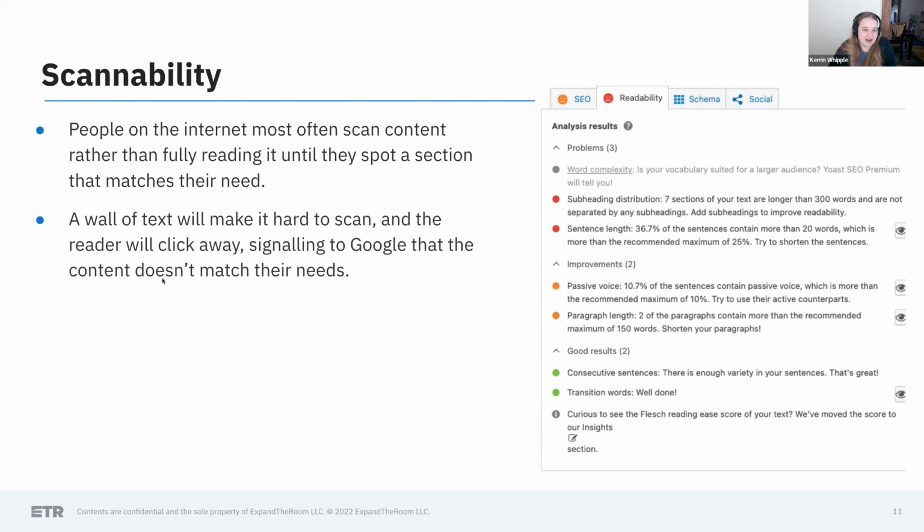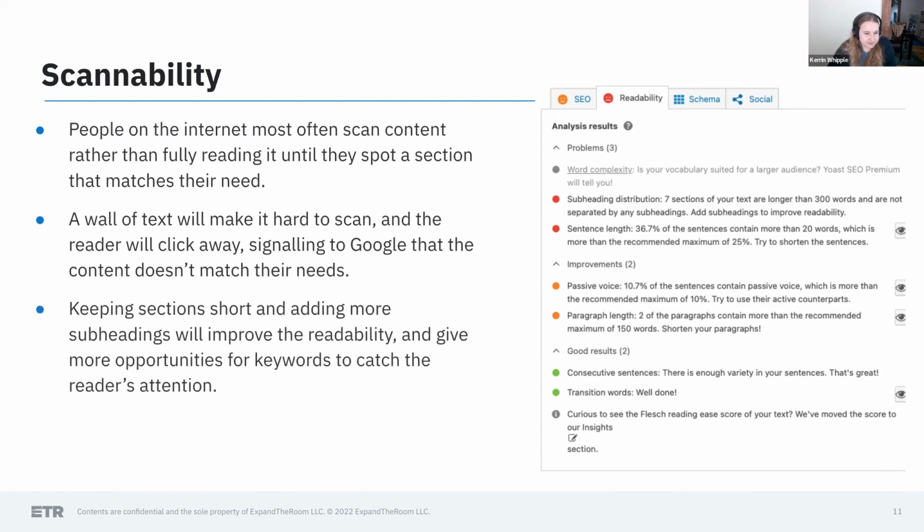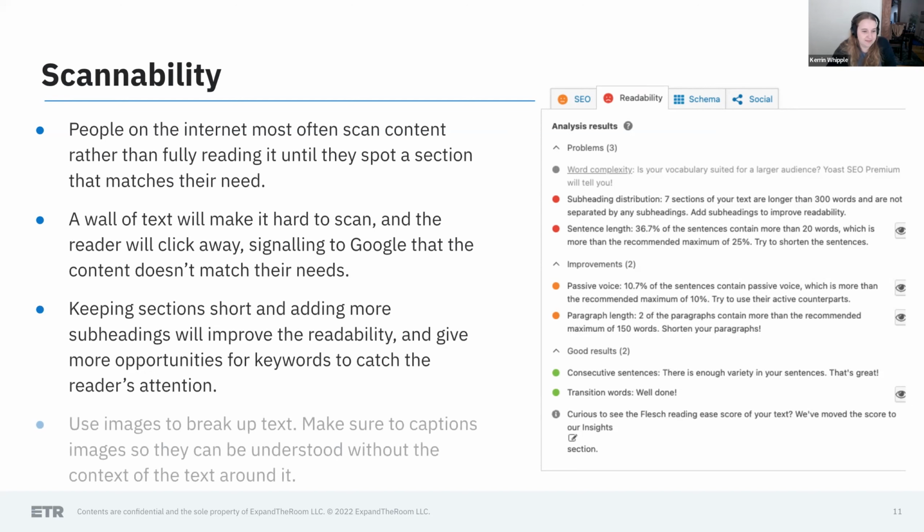You don't want a wall of text. If someone sees a wall of text, they're going to click away to find an article that's easier to scan. Keep those sections short, and the more subheadings, the better, even if it seems like you don't need them. I think just breaking up the text makes it easier to understand and easier to find what section you should be in.